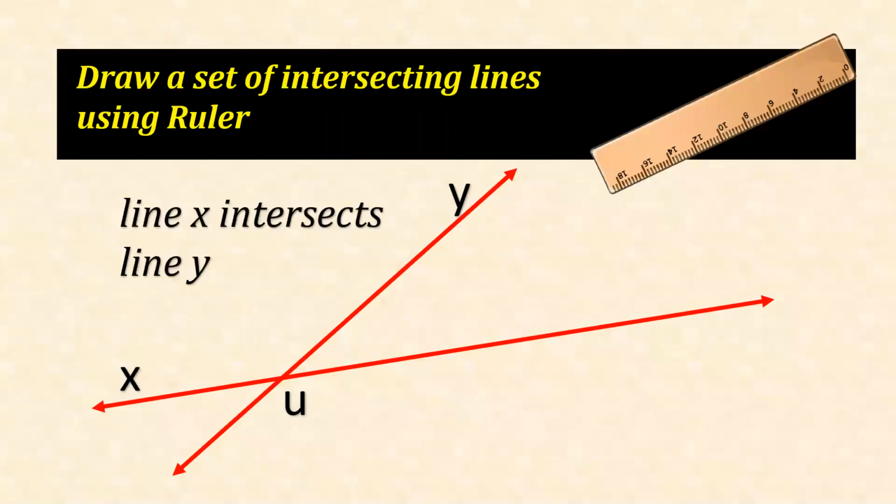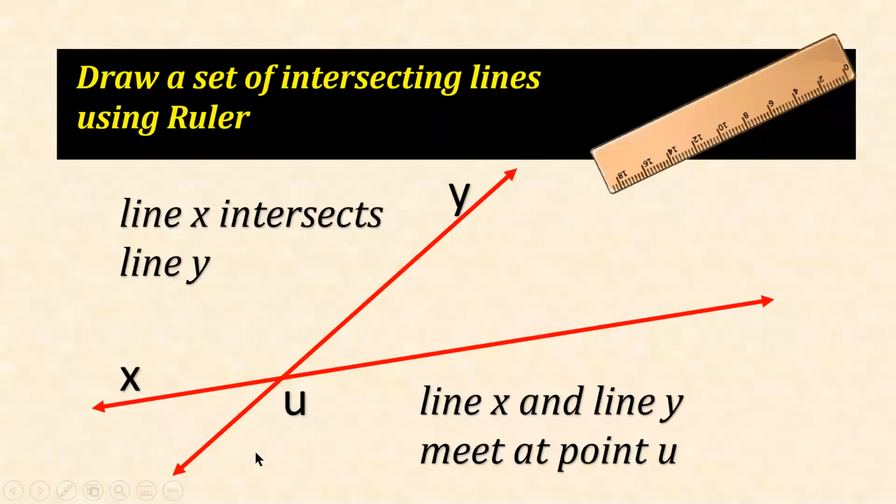Okay. Everybody read. Line X intersects line Y. Line X and line Y meet at point U. Okay, so let's proceed.